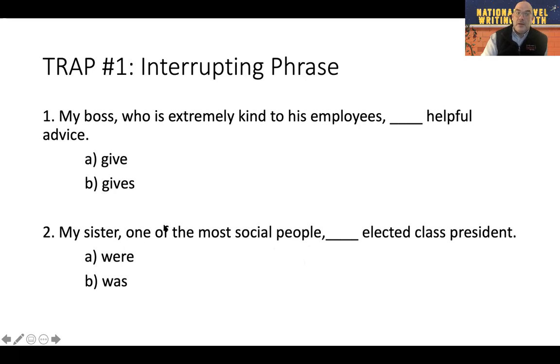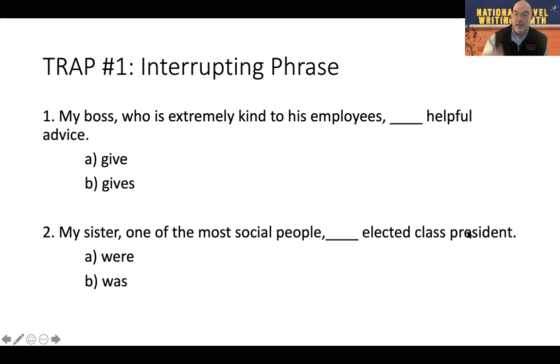So "one of the most social people," if you remember back to the comma rule lesson, is an appositive that is describing sister, right? But this "one of the most social people" is not the subject of the sentence. Sister is doing this verb. So "my sister was elected class president."